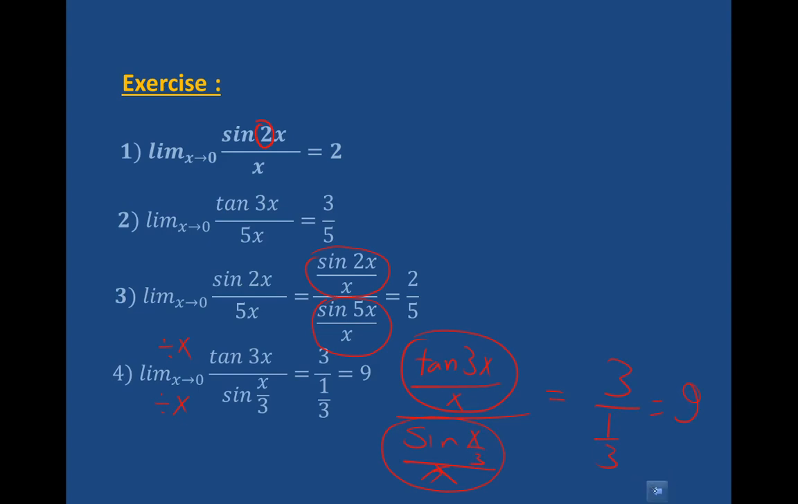Another problem. Limit when x tends to 0 of sine x over 5 over tan 2x over 3. The limit of the numerator is 1 over 5 and the limit of the denominator is 2 over 3. Then 1 over 5 is divided by the fraction 2 over 3. Then the limit here equals 3 over 10.